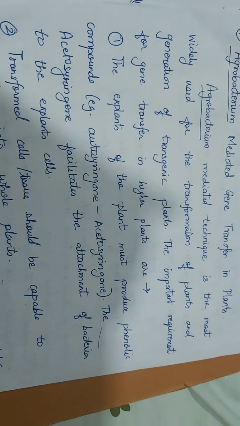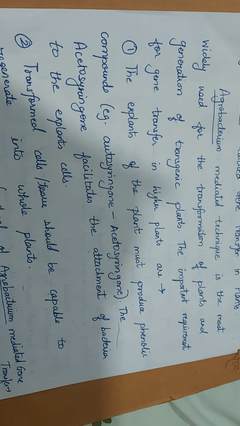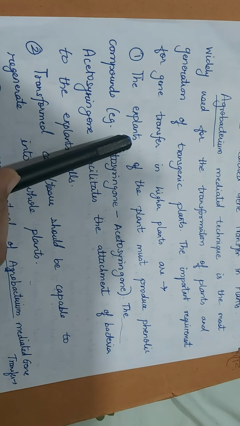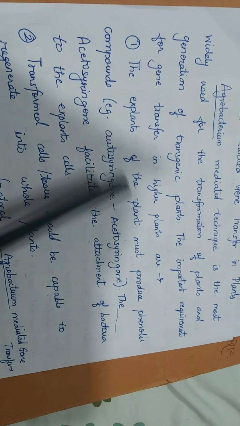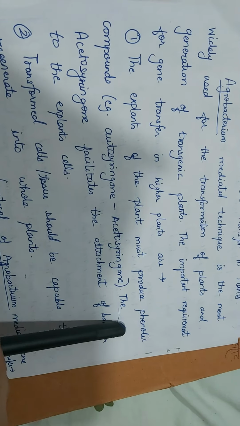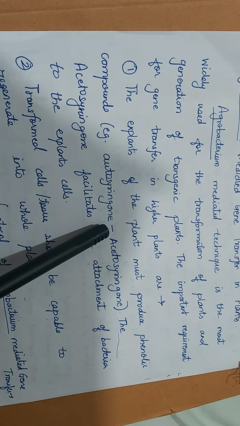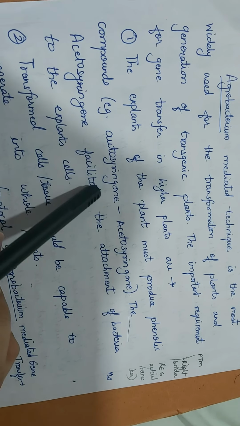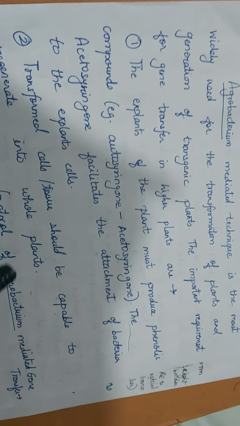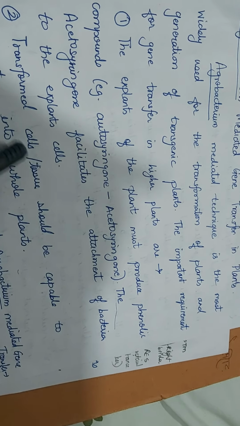The important requirements for gene transfer in higher plants are: first, you require an explant. The explant of the plant must produce phenolic compounds, like acetosyringone. Acetosyringone is one example, and it facilitates the attachment of bacteria to the explant.